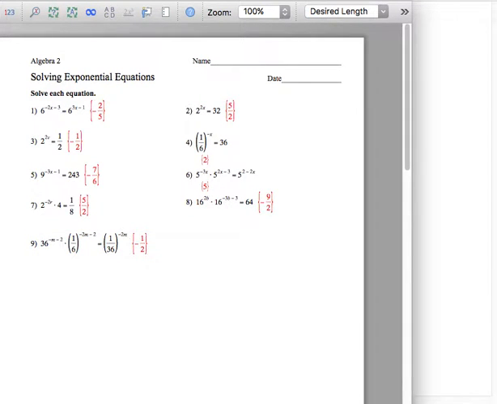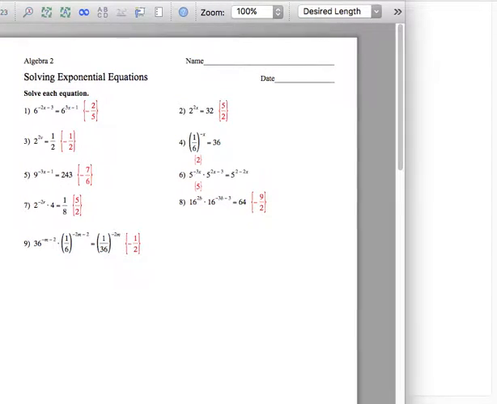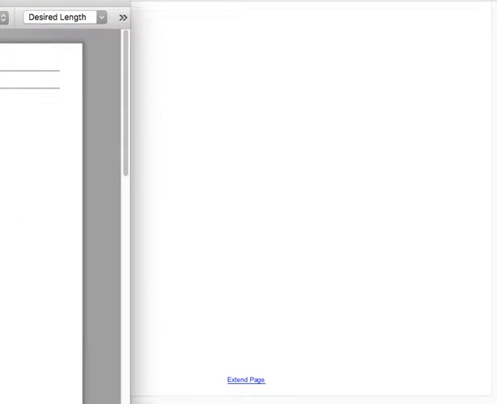I think I have one more problem here. Oops, I'm showing the answers. I'll move it off to the side here. Let's do just one more problem. I like this one, so I'm just going to rewrite it here so I've got it. So let's do 2 to the negative 2r times 4, which is equal to 1/8.